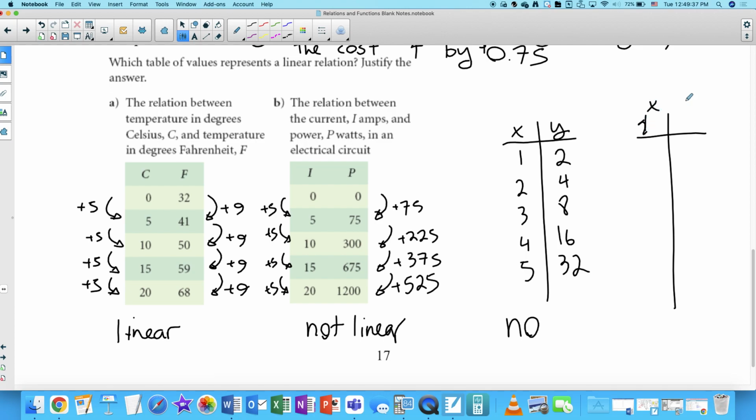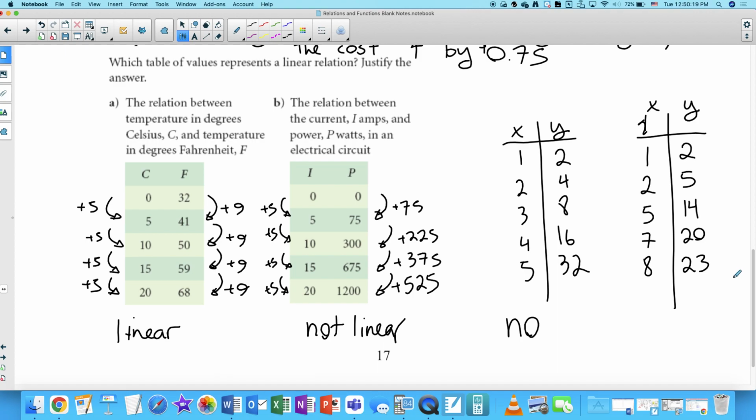Okay, so let's say I have this. What about this guy right here? Is this linear? Is the rate of change constant?